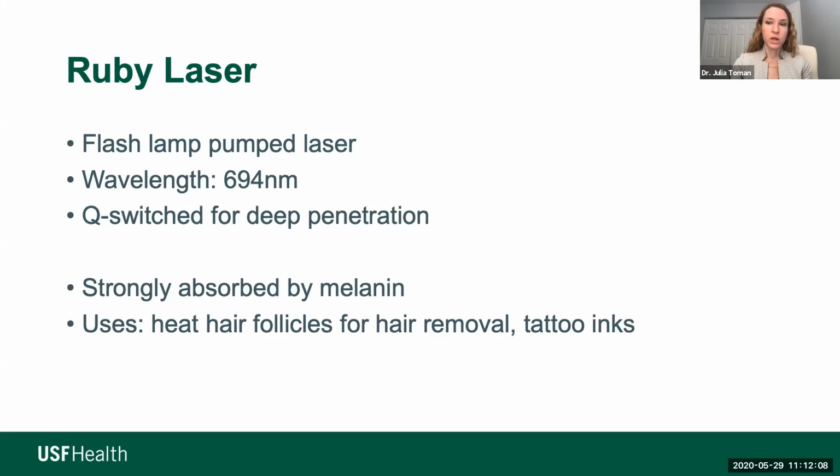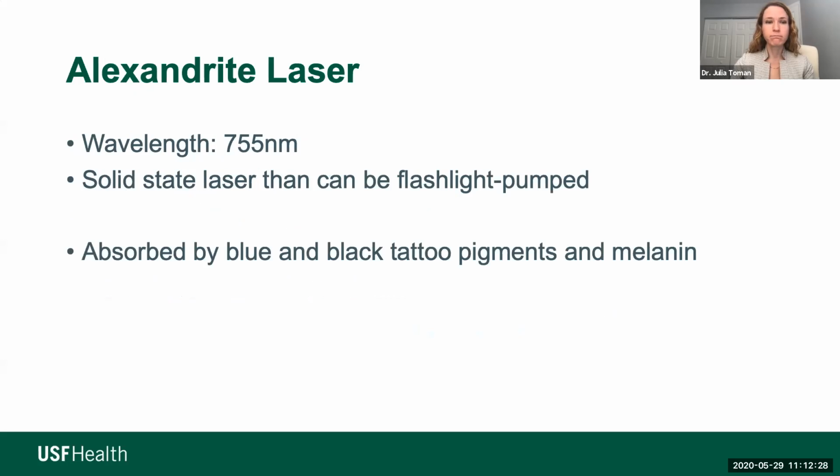used with the Q switch, which is that high peak energy, short burst pulsing mode, which is utilized best for deep penetration into the tissue. It is strongly absorbed by melanin as well as other pigments. And so it's used for heating hair follicles in hair removal, as well as utilized in tattoo ink removal.